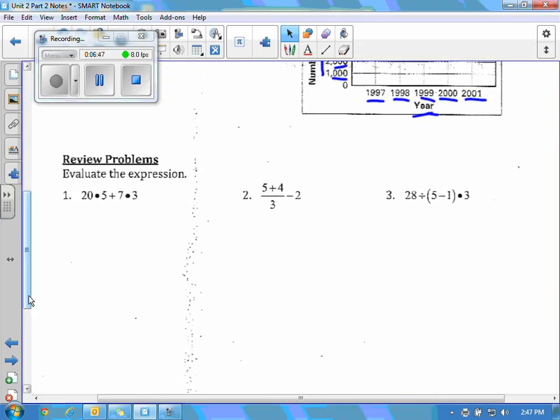And at the bottom of this page is your review problems. These all involve order of operations. And remember to make sure you get those done. You're responsible to do those on your own, and then check them on the notes.